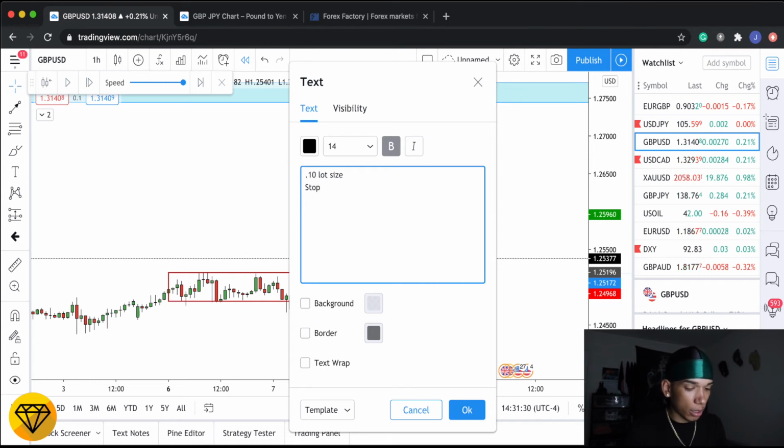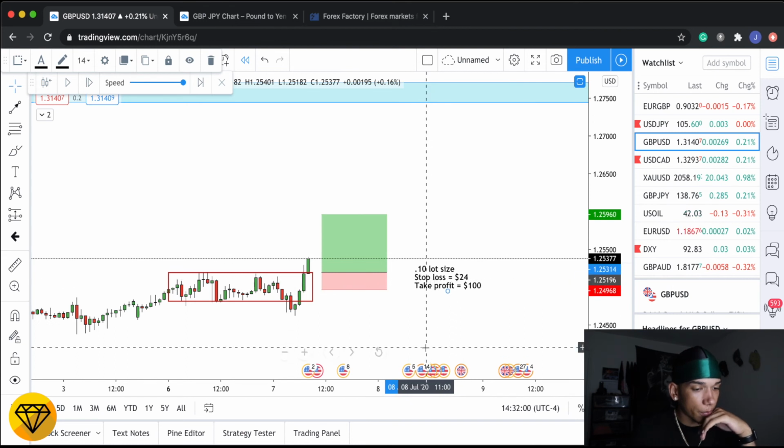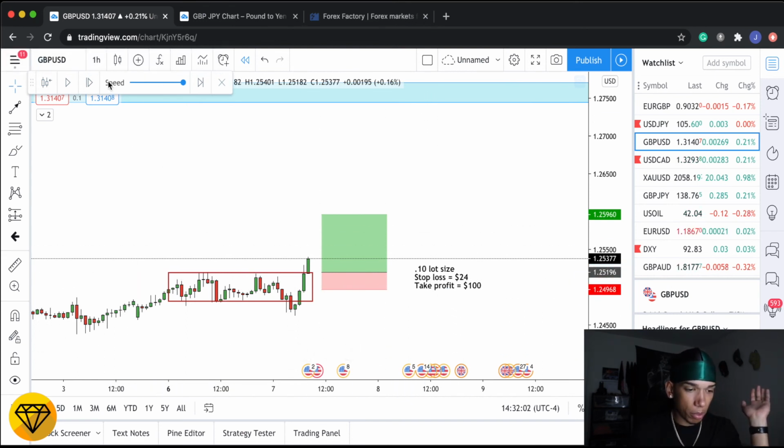And my stop loss, if the trade went the other way, I would lose roughly $24. We're not really worried about take profit right now, but let's say it's 100 pips. We would make $100. Okay? So that's it. Simple as that, right?